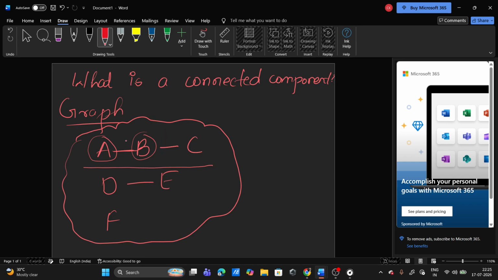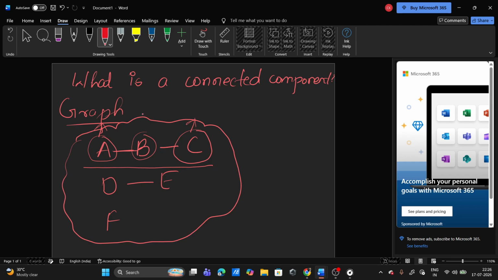If I ask you, are A and C connected? You'll say it is not directly connected, but if I'm at vertex A and I want to reach vertex C, I can do that by reaching B first, and then I can reach vertex C as well, right?